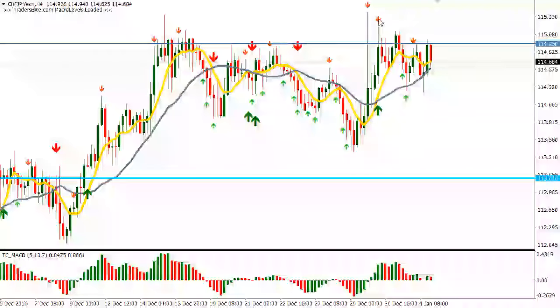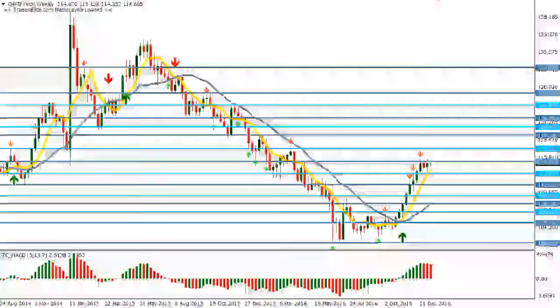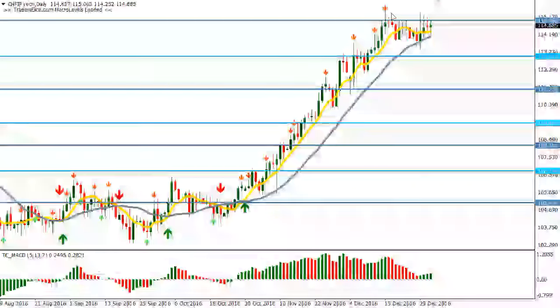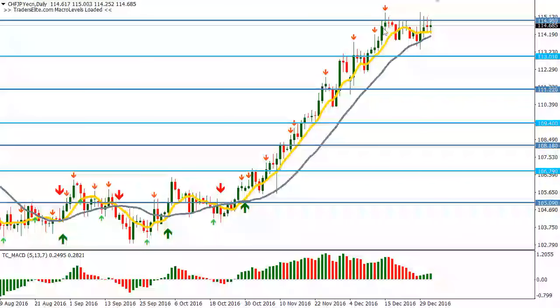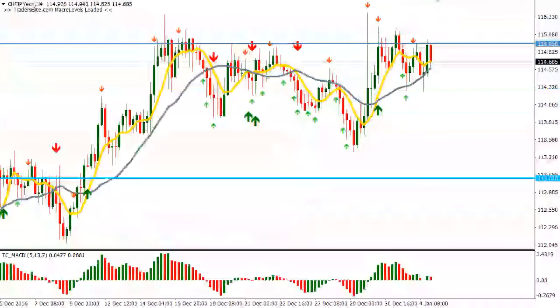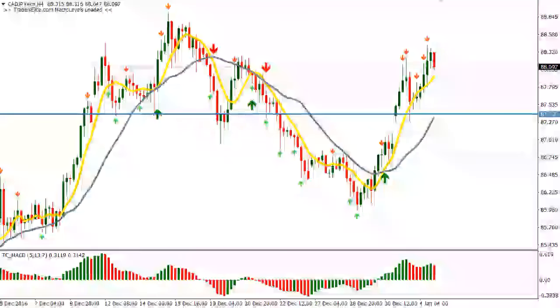Okay, Swiss yen, very similar. Weekly, it's up. All these yen crosses, you probably notice, are pushing up, banging their head on the ceiling against their respective macro levels. In this case, it's 114.95, and on the 4 hour, once again, we really need to see a move up. Otherwise, we could see it move down before we get another upward move.